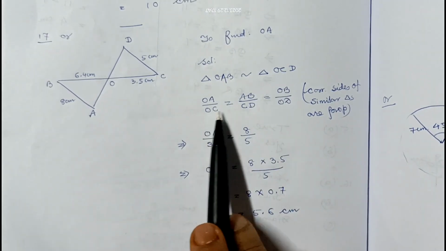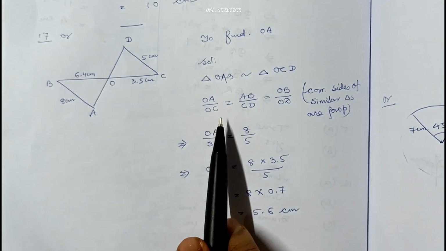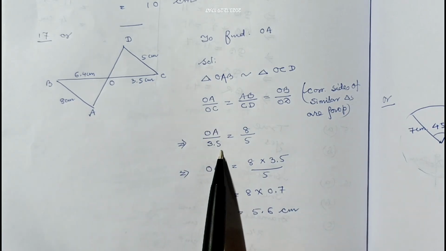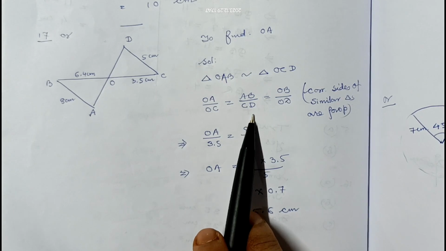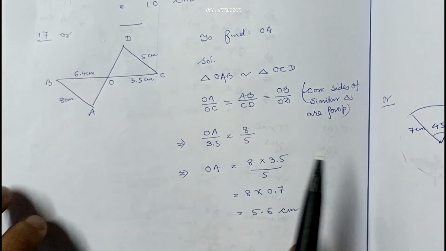Now, since we need these two, we are not writing this part. OA is to be found. OC is given in the question as 3.5, AB is given as 8, and CD is given as 5 centimeter. Because this part is not required, we are not writing it in the next line.